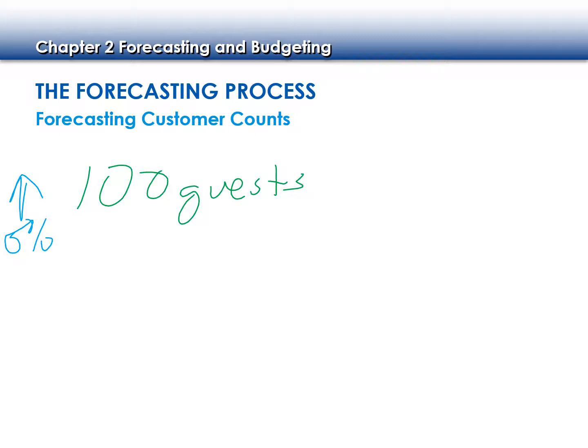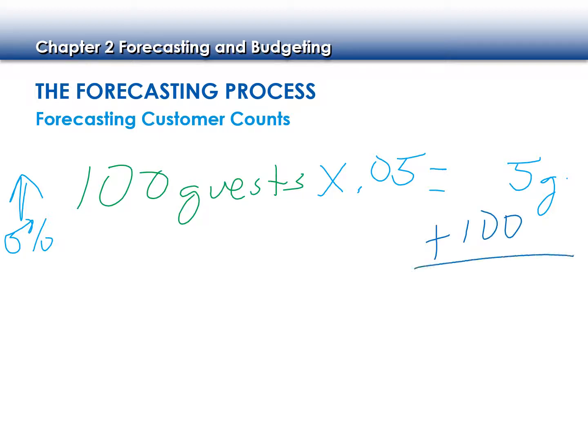By 5%. Okay? So I do 100 guests times 0.05, and I get 105 guests. Actually, I'm so sorry. I only get 5 guests. 100 times 0.05 is 5 guests. Now what do I have to do? I have to add it back to my 100, right? So I add in 100, and I get 105 guests. Okay? That's a two-step process. Step 1, multiply. Step 2 is add.